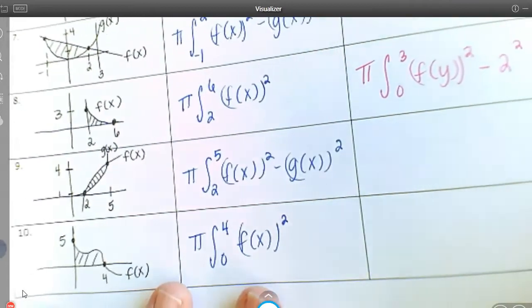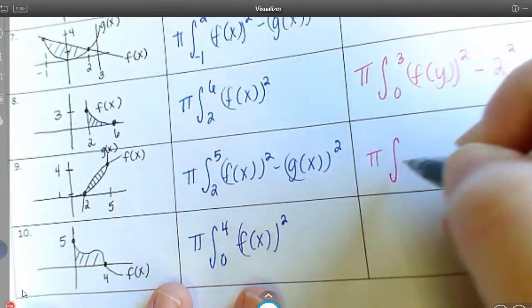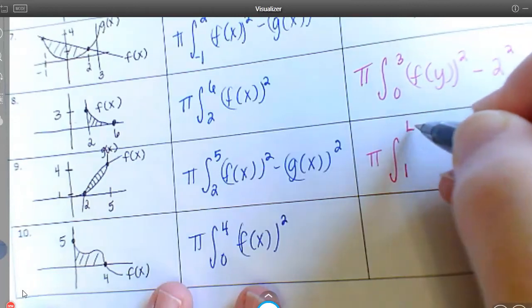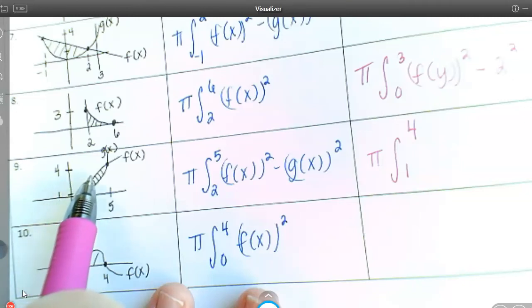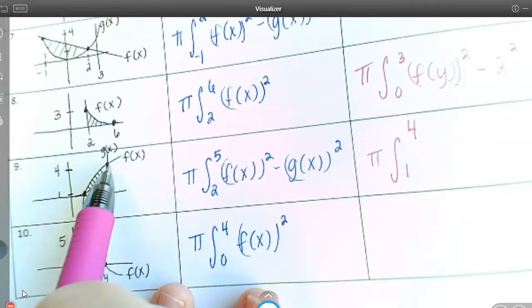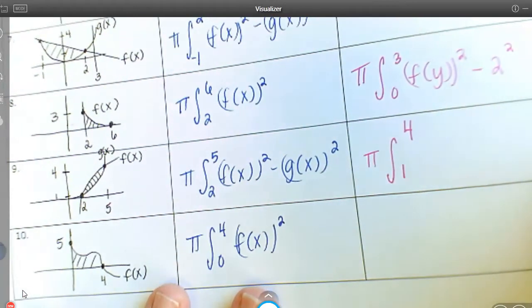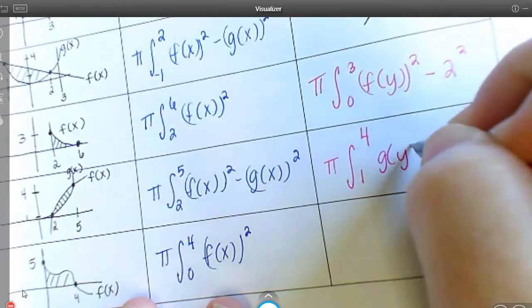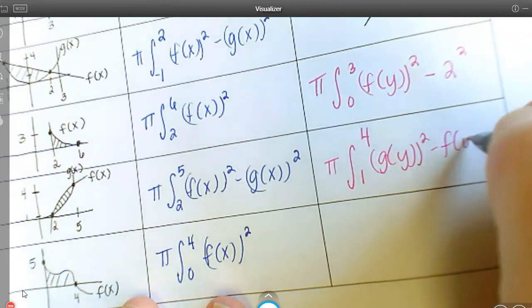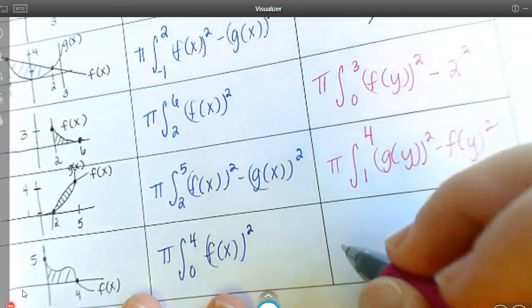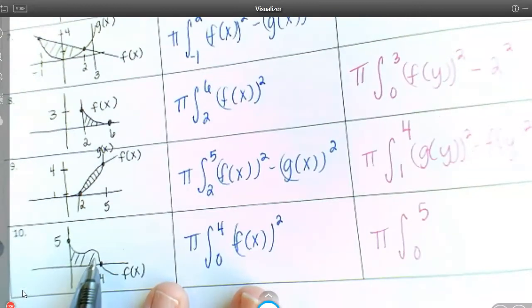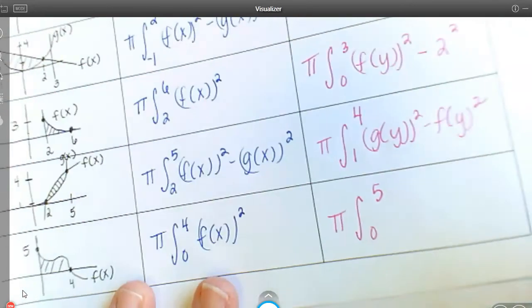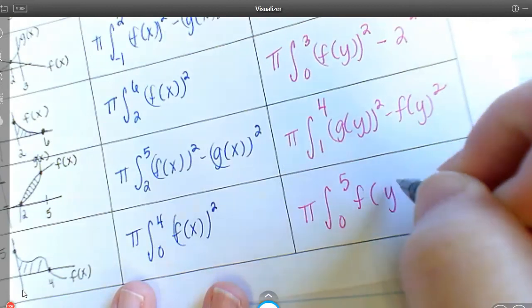Alright, number 9, there is a hole. And I think we're supposed to go from 1 to 4. I know that's hard to tell, but I think that's supposed to be 1. And again, I'm trying to go the farthest from the axis that we're rotating around. So that means G is the farthest, so G is going to come first. And then the last one is from 0 to 5. And there's no hole even though it's very crooked and curvy. And then f of y squared.